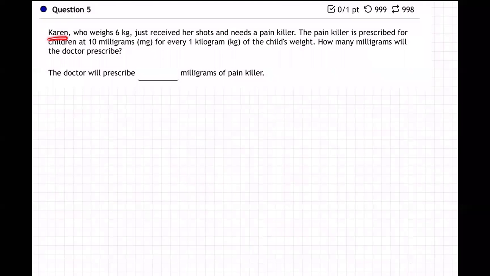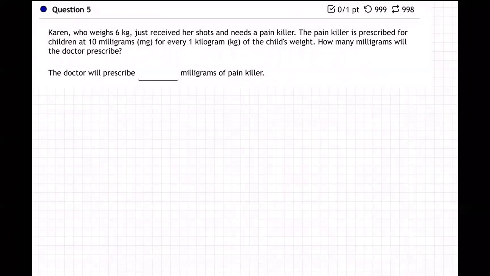Okay, we have a word problem. Karen, who weighs 6 kilograms, just received her shots and needs a painkiller. The painkiller is prescribed for children at 10 milligrams for every 1 kilogram of the child's weight. How many milligrams will the doctor prescribe?